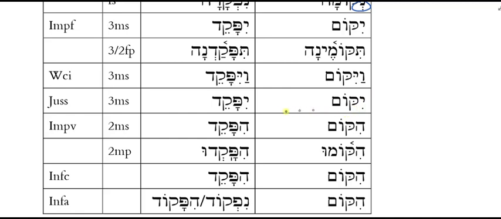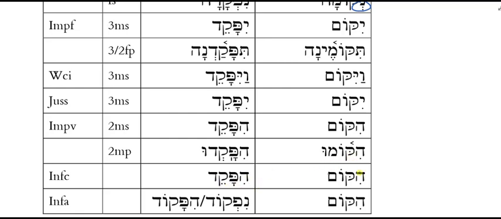Okay, yippakad for the jussive, yikom for the jussive here. It's identical to the imperfect. Hippakad for the strong verb, and then hikom, hey prefix, but everywhere else it looks just like the imperfect. That's the imperative. Hippakdu and hikomu. Just take hikom, add the shureq. Just like here, you take hippakad, add the shureq. We had to reduce that to vocal shava. Here we're not reducing anything. That's an historically long vowel.